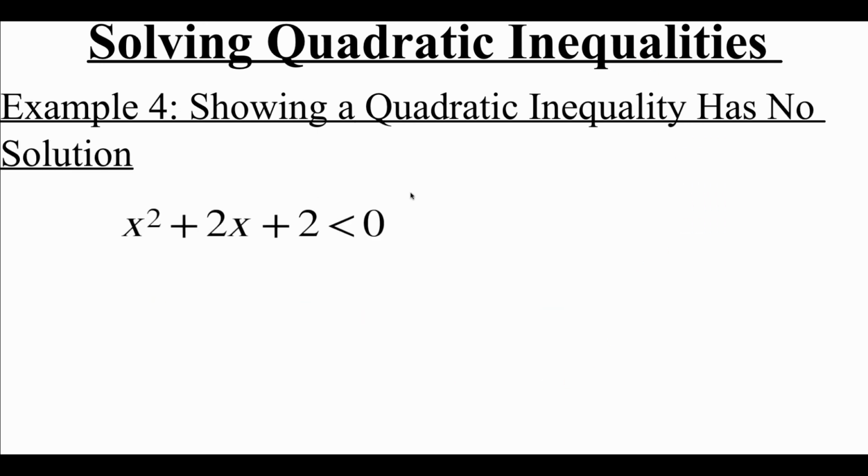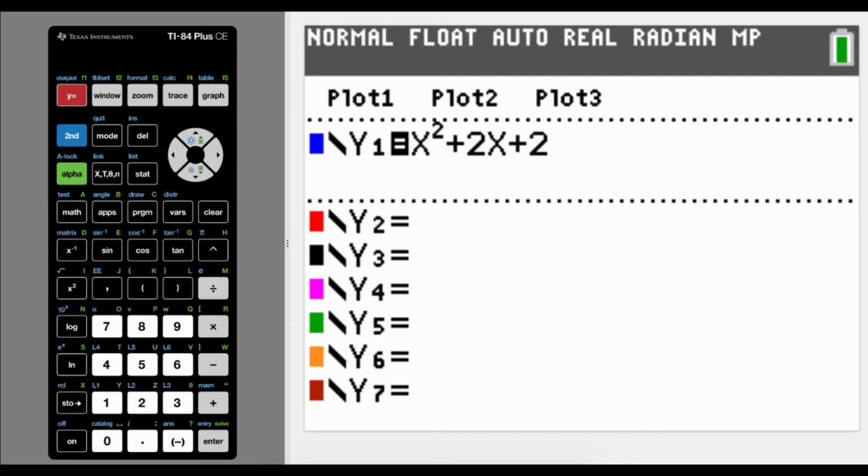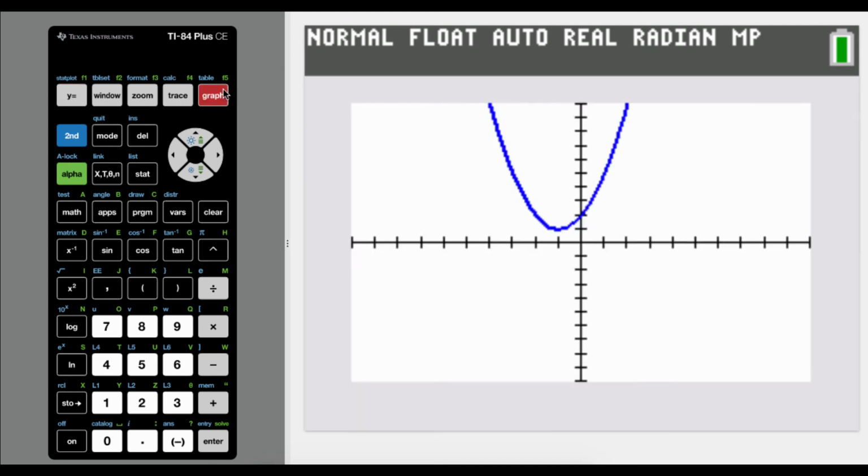Now it is possible for a quadratic inequality to have no solution. So as we look at this one, we've got x squared plus 2x plus 2 is less than 0. I'm going to use my calculator to show that this one has no solution. So I've already got the left-hand side of my inequality typed into my calculator. I am going to graph it. Now we get this parabola shape.